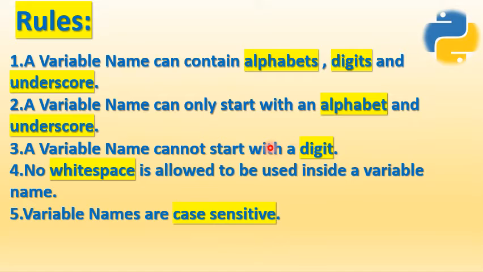This is super clear from your second rule. The fourth rule is no white space is allowed inside a variable name. That means no blanks are allowed inside a variable name. The fifth is that variable names are case sensitive. So this you need to keep in your mind.